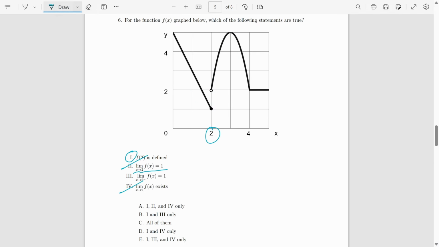So statement 3 is one of these one-sided limits. It's as x approaches 2 from the left side. So we'll just look at that side there. What value does it approach? It looks like it's approaching this point right here, which is y equals 1. That's a 1. So yes, statement 3 is true. So B is our answer here.